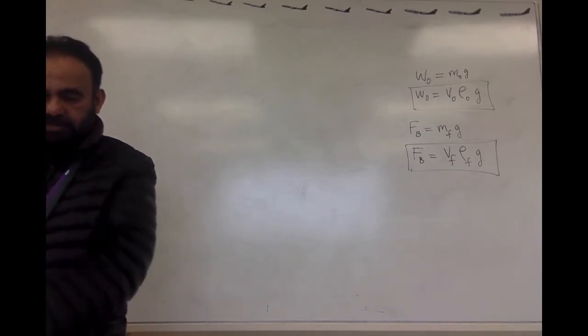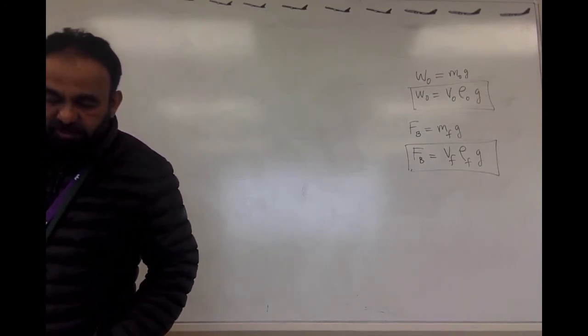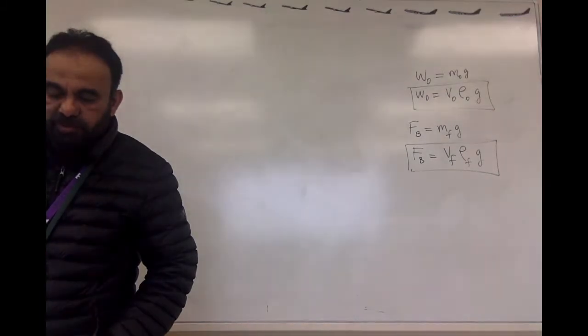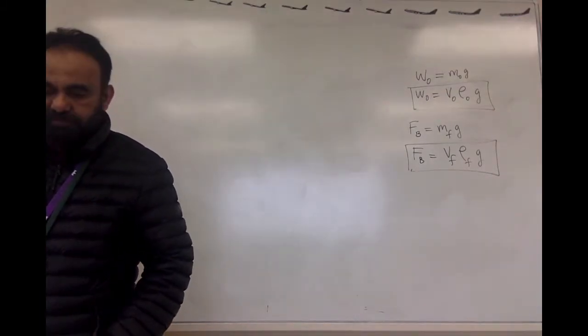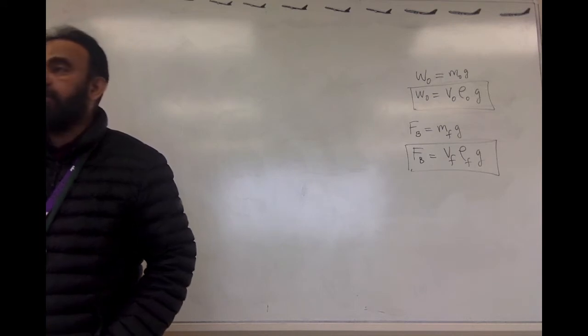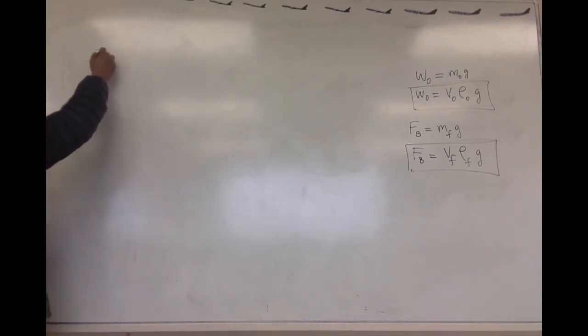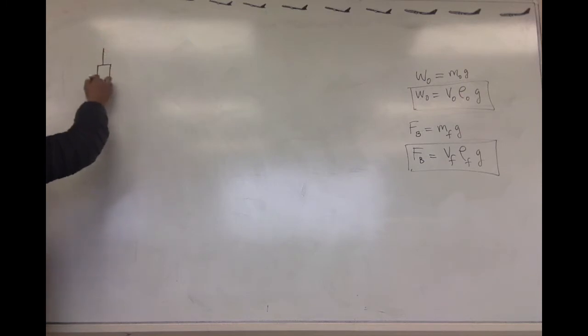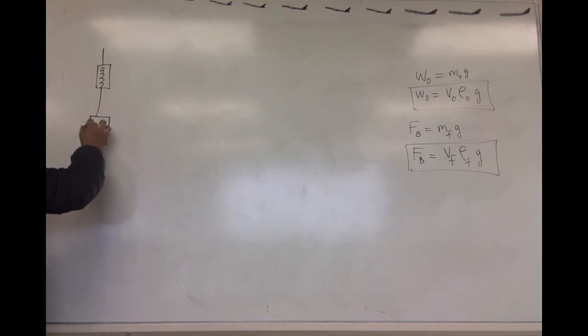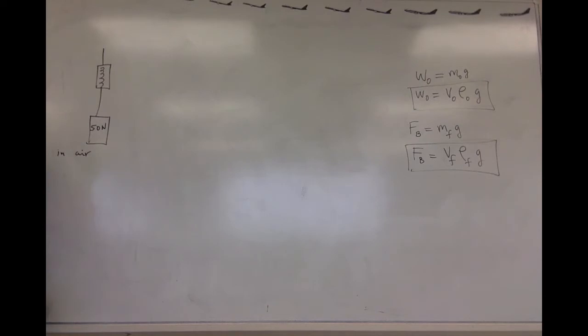All right, now let's do the first question. The first question says, a piece of metal weighs 50 newtons in air. So I'm going to draw that straight away. It weighs 50 newtons in air. So here it is. That's a scale. And that's the object, 50 newtons in air, which is the weight. The weight of the object is 50 newtons.